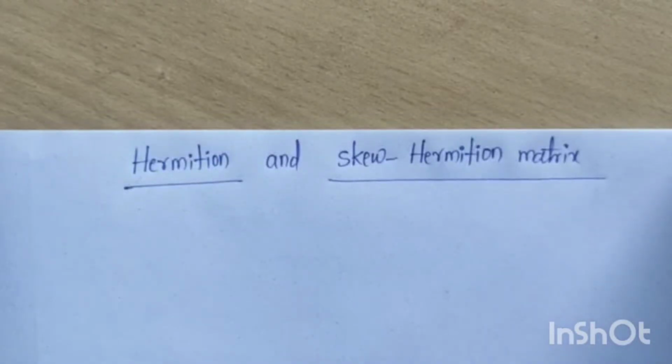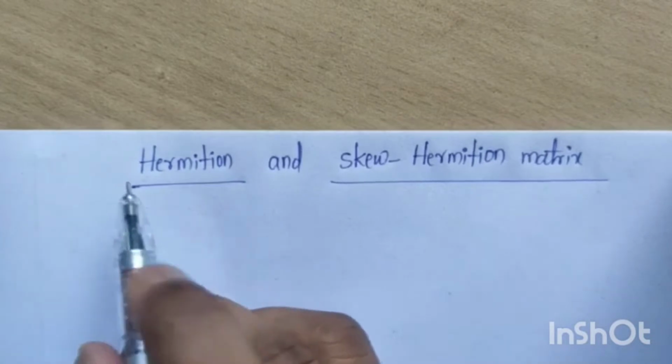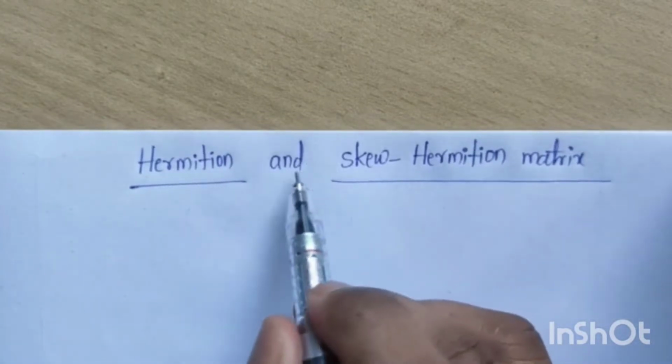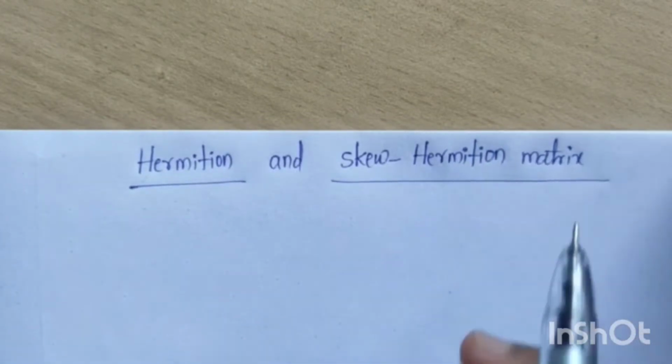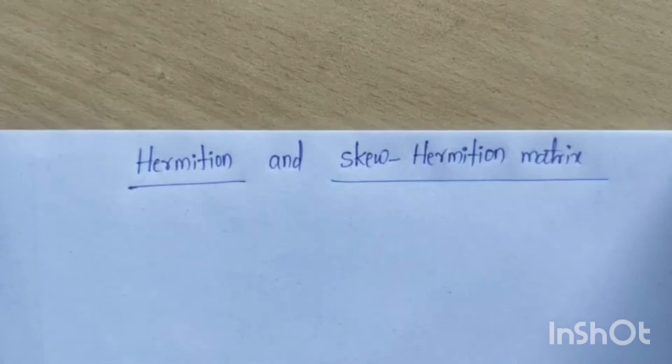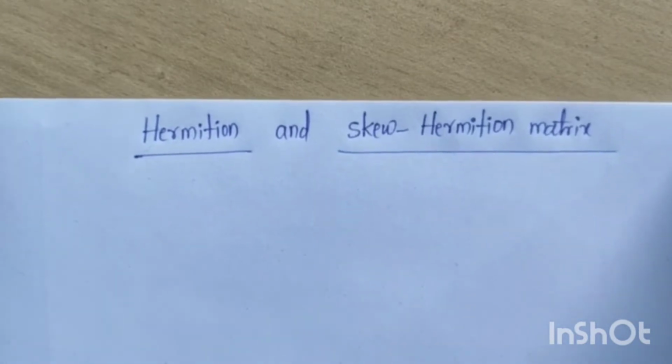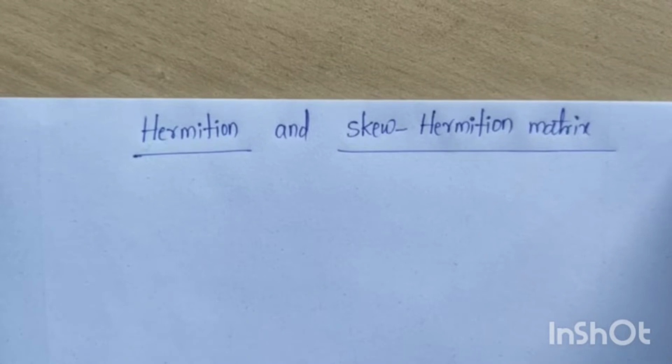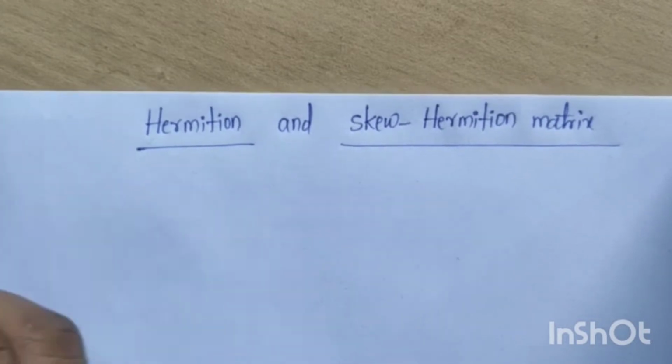Hi students, today we will discuss the Hermitian and skew-Hermitian matrix. It is a very important topic, very basics. What is a complex number, the conjugate of a matrix, and the transposed conjugate. Write down.